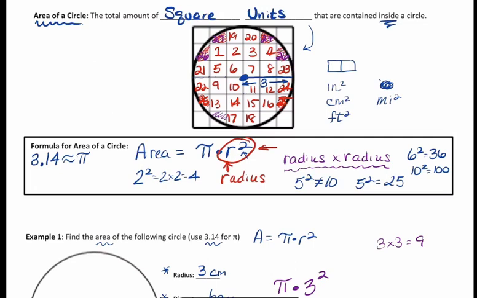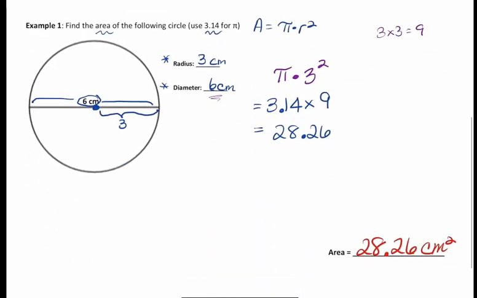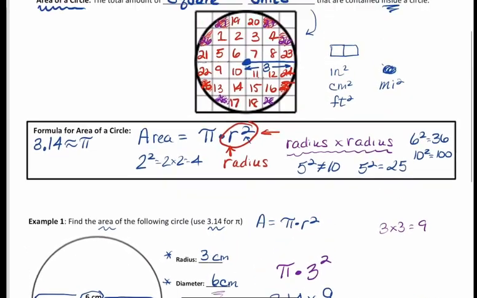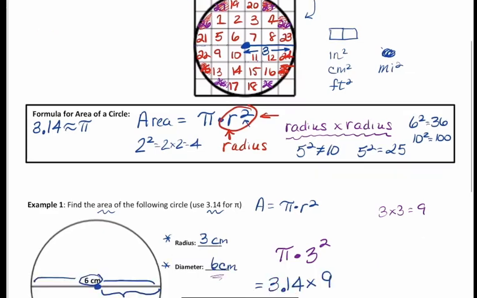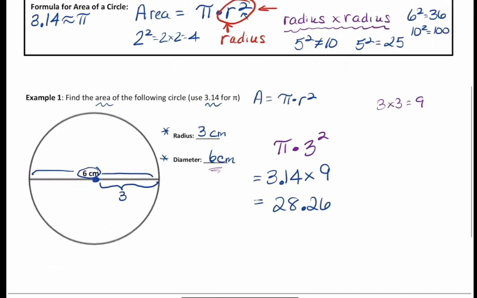And right here, those are halves. So that makes 28 and 28. And of course, our actual answer was 28.26. But you can see just by estimating with all the square units in there, we got pretty close to the actual answer.